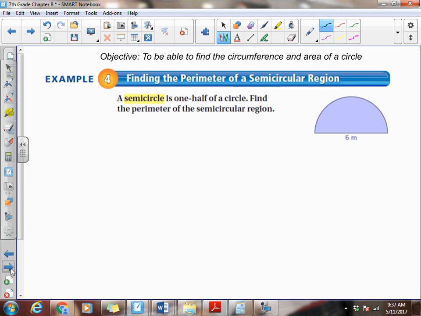All right, we can use our knowledge of circumference to find the distance around a semicircle. This particular semicircle is half of a full circle. If we wanted to find the perimeter of the semicircular region, that would be the distance around the outside of the semicircle.